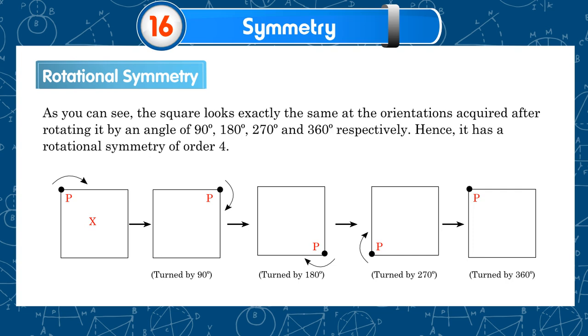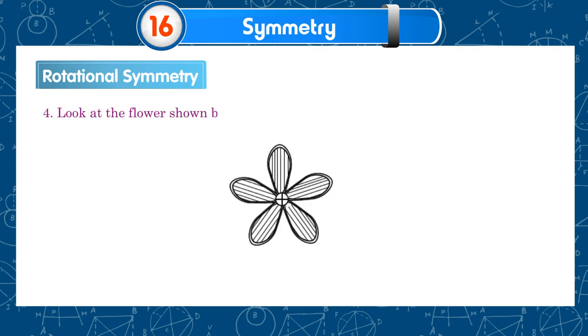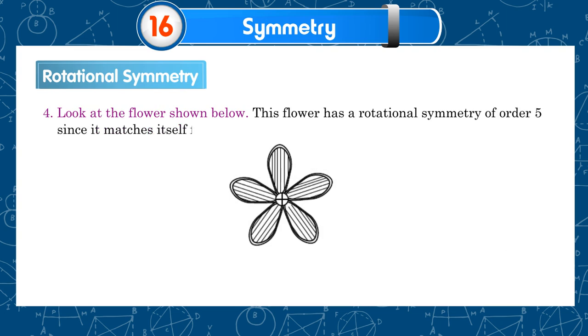Look at the flower shown below. This flower has a rotational symmetry of order 5 since it matches itself 5 times when rotated.